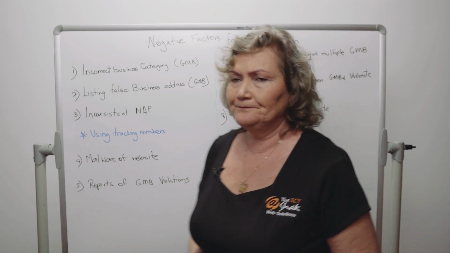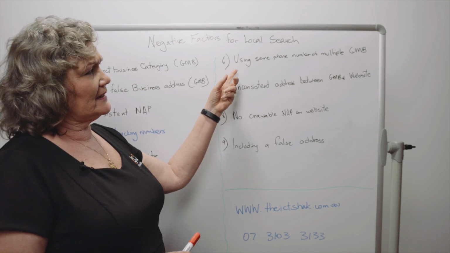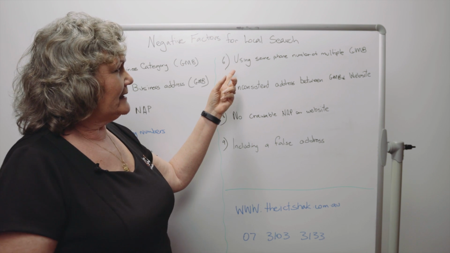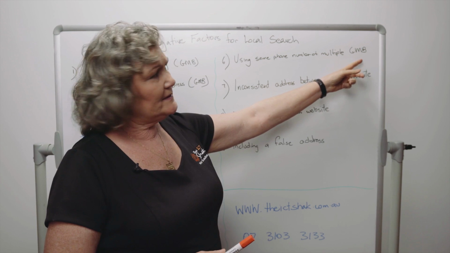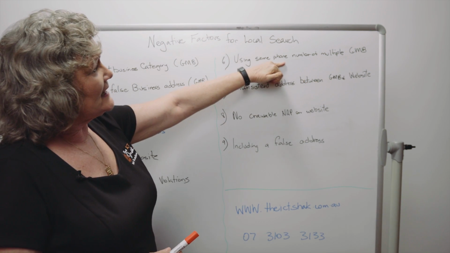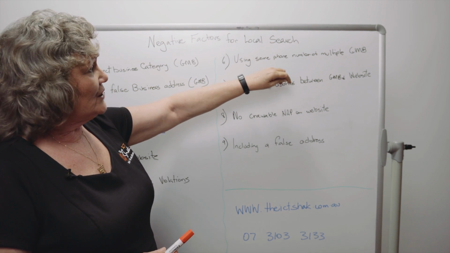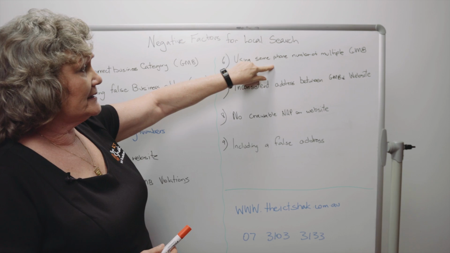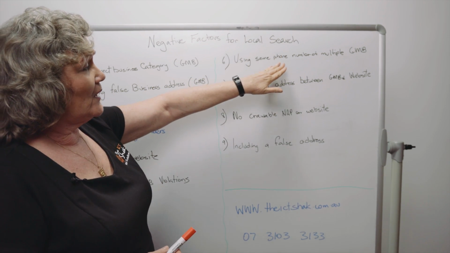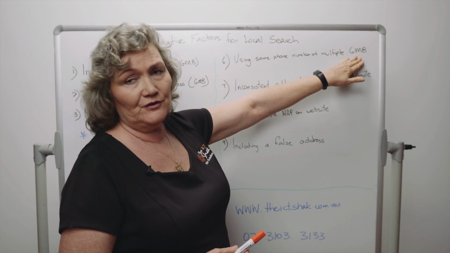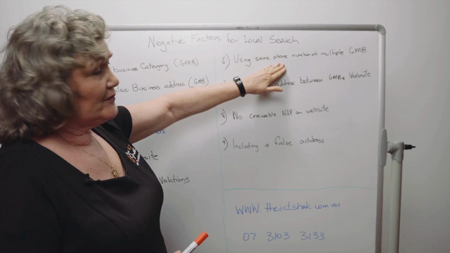Okay, so the next one is something that people do that they don't even think about as being negative. If you have multiple Google My Business pages but you use the same phone number on them, it has a hugely negative effect. It's really highlighting to Google that you've got one business and you've tried to put it around a few different places. So if you are going to have that strategy and you have a few different locations, you want to have a different phone number for each one.